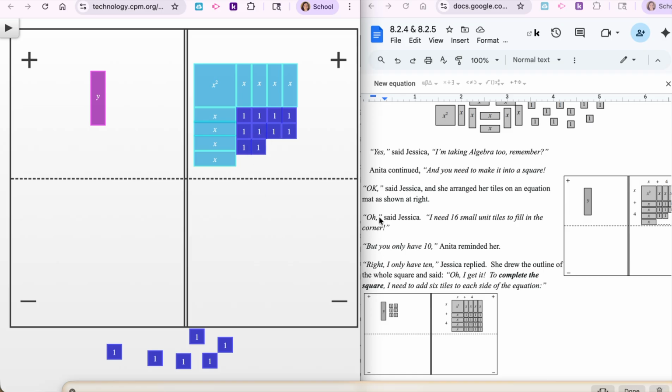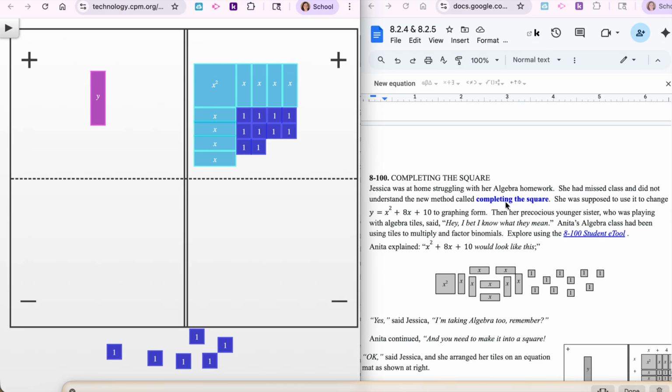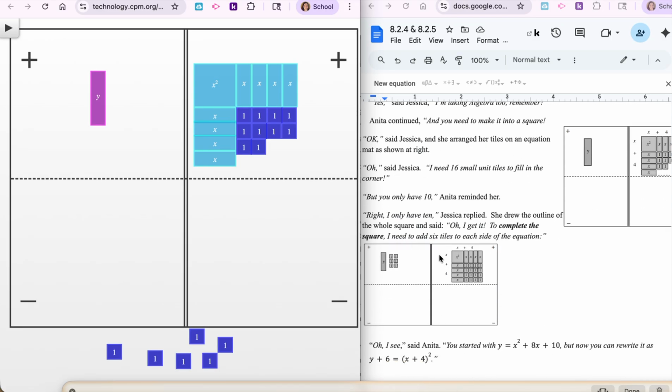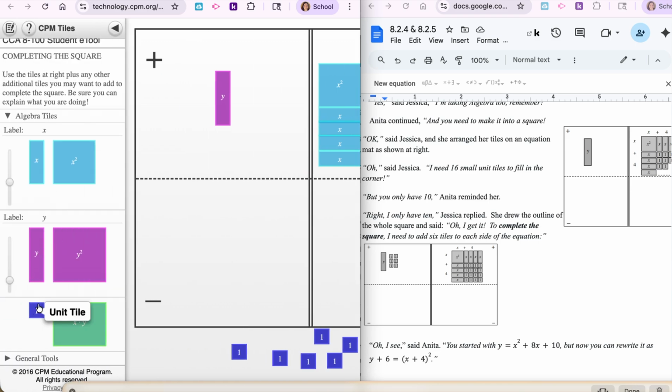So it says, "Oh," said Jessica, "I need 16 small unit tiles to fill in the corner." "But you only have 10," Anita reminded her. "Right, I only have 10," Jessica replied. She drew the outline of the whole square and said, "Oh, I get it. To complete the square," which, by the way, is what this was called, completing the square, "I need to add 6 tiles to each side of the equation." So we're going to end up adding 6 unit tiles to each side.